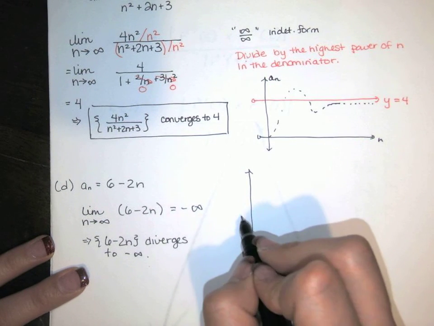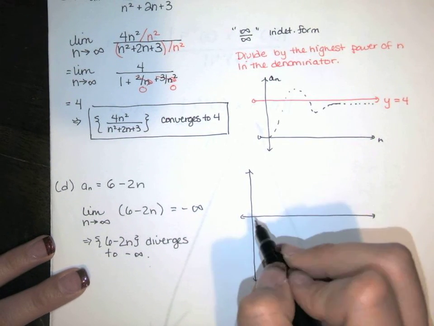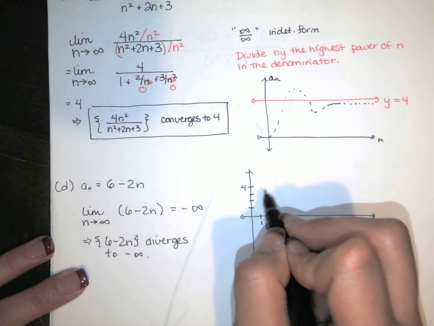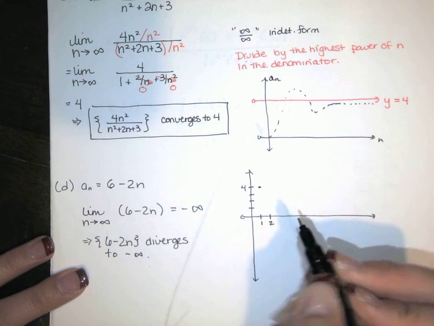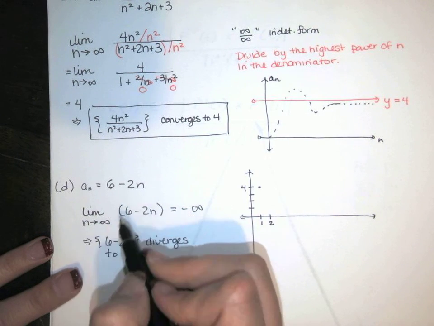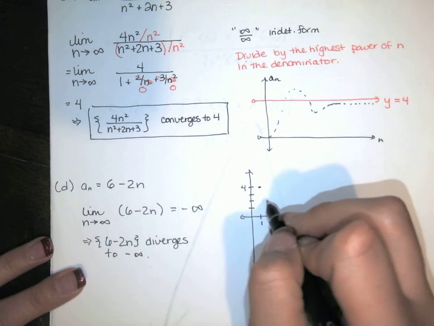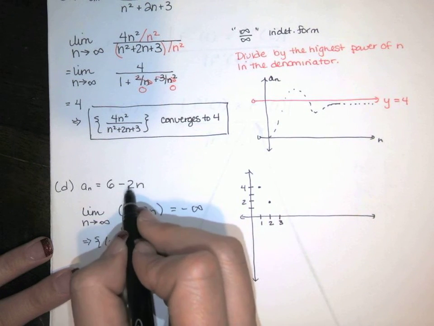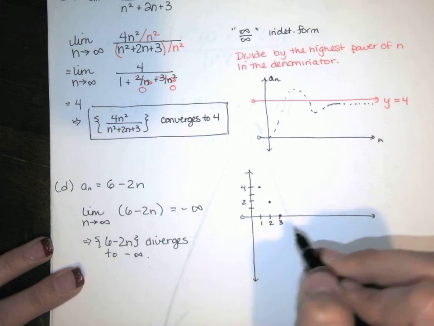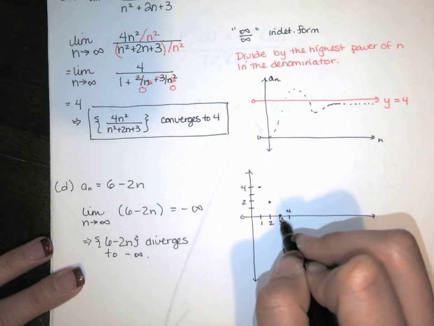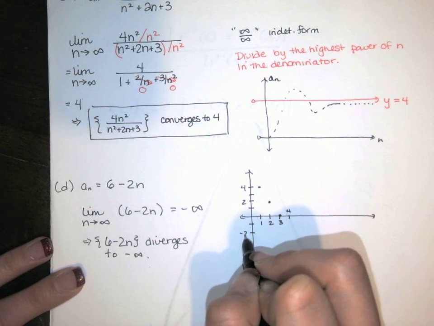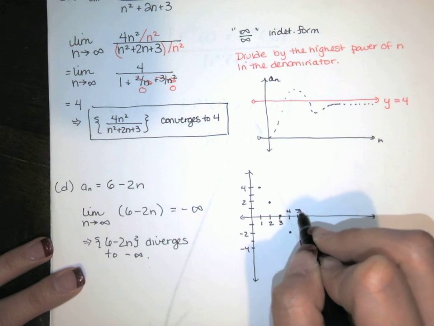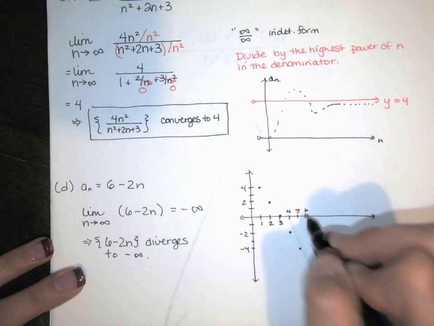And let's see what it looks like. When n equals 1, we get 4. When n equals 2, 6 minus 2 times 2, 6 minus 4 is 2. When n equals 3, 6 minus 2 times 3 is 0. When n equals 4, I think we go down 2 and over 1, we get that. Go down 2 and over 1 again, you get that. Down 2 and over 1.